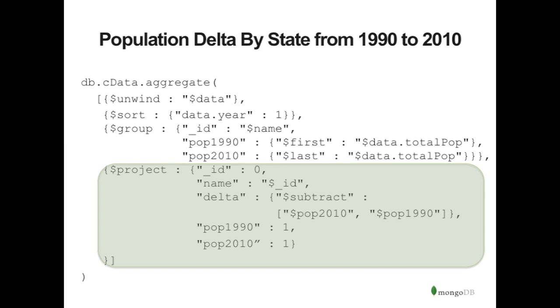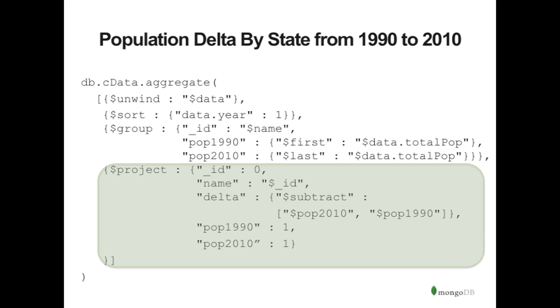And then the last new stage in this query is a project. The project enables you to do calculations. And when you see a 0 value here, that doesn't mean set the underscore ID to 0. That means eliminate that field from the document. When I'm doing this dollar underscore ID, that's basically giving the name field the value of the underscore ID field. Obviously, this subtract here is performing the calculation, and then the pop 1990 with the 1 and the pop 2010 with the 1 basically says include that field in the next pipeline stage.